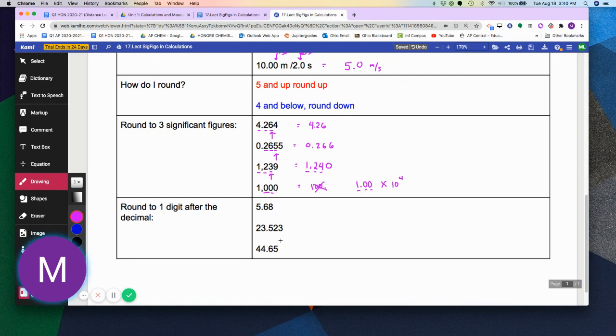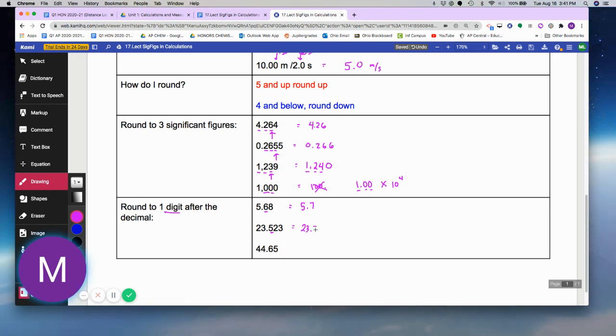Stop the video and do the rest. This one says 1 digit after the decimal, so this is 1 digit after the decimal, rounds to 5.7. This rounds to 23.5, and this rounds to 44.7 because you rounded up.